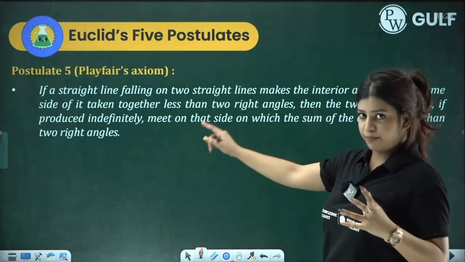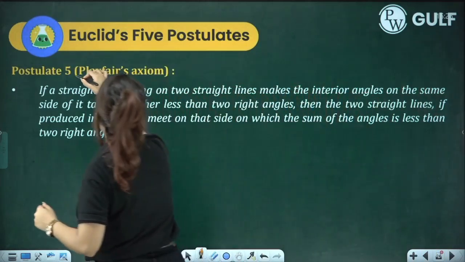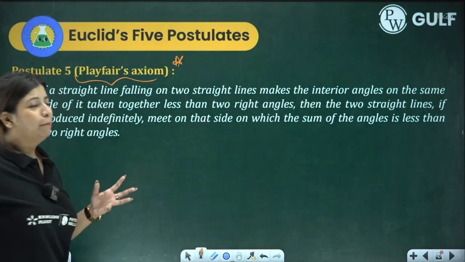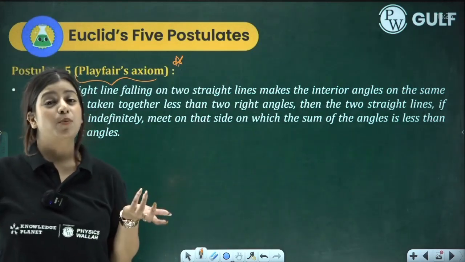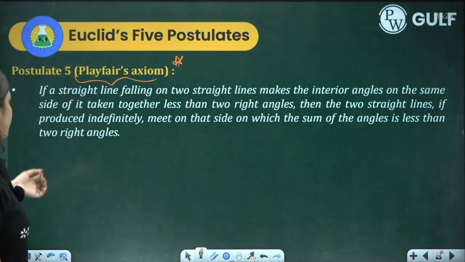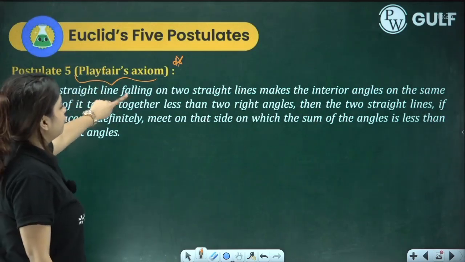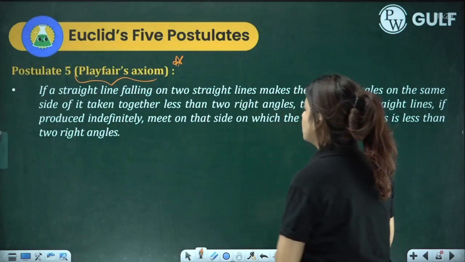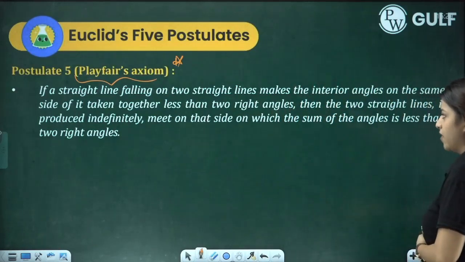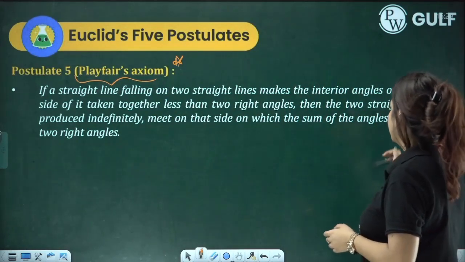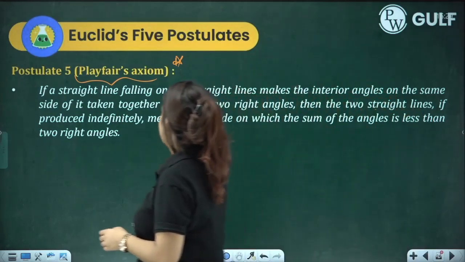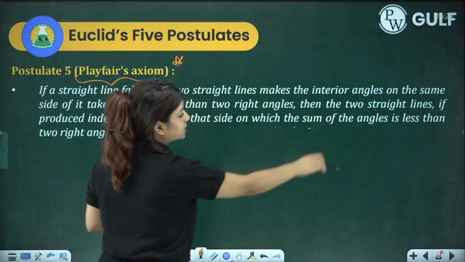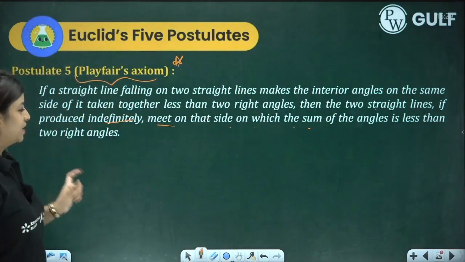Alright, so this is important because it has a specific name and they can ask you in the exam if this chapter is coming, that state the Playfair's axiom or state postulate 5. So be aware about it. If a straight line falling on two straight lines makes the interior angles on the same side of it taken together less than 2 right angles, then the two straight lines produced indefinitely meet on the side which the sum of the angles is less than 2 right angles.